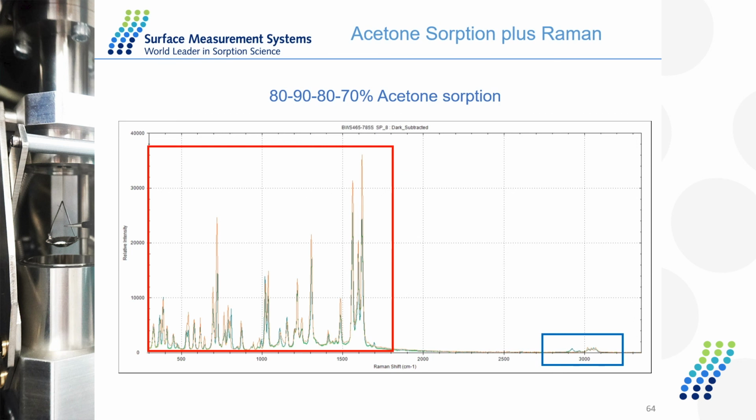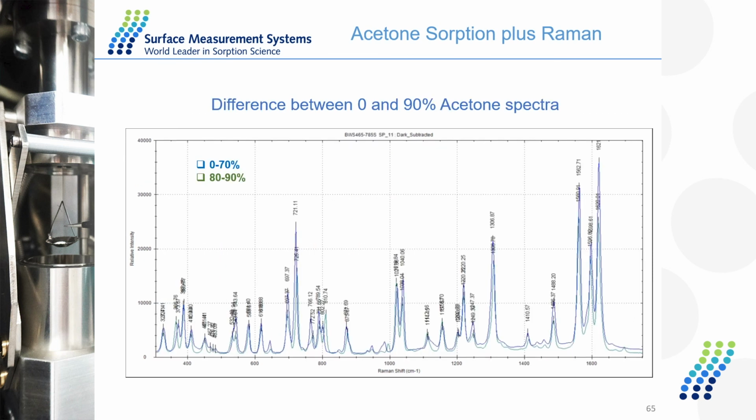If we zoom in on this data, right here, you can see that there is the formation of new peaks when we move over 70%. There is a shift of existing peaks. The intensity of the peaks can change. This is in the lower region, so we're talking about up to 1,600 centimeters to the -1.